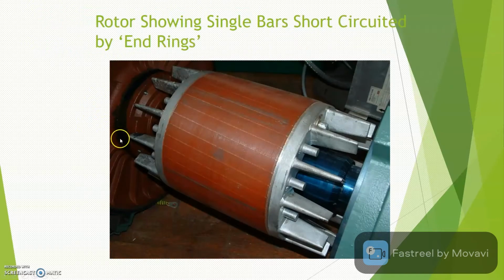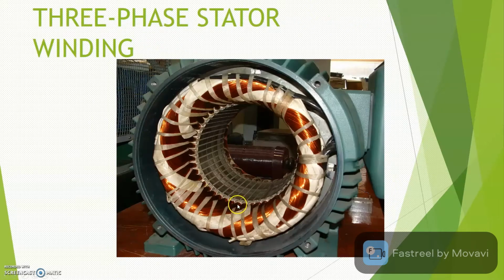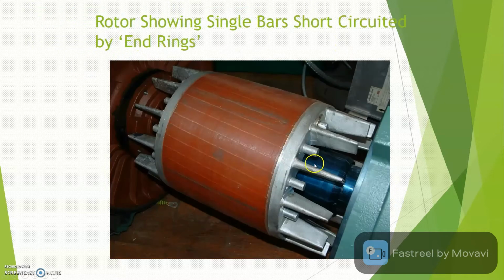This shows you the rotor that is connected to the previous stator. This is the stator part, and this is the rotor part. This is the example of the squirrel cage rotor, where you have a single bar. This is a single bar that is short circuited by the end rings.